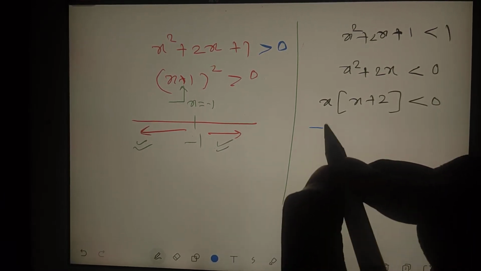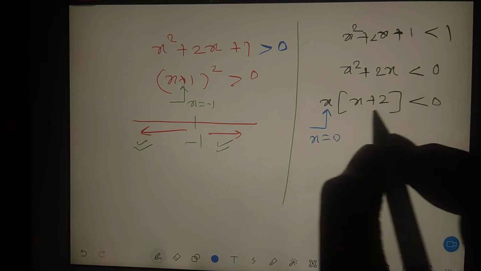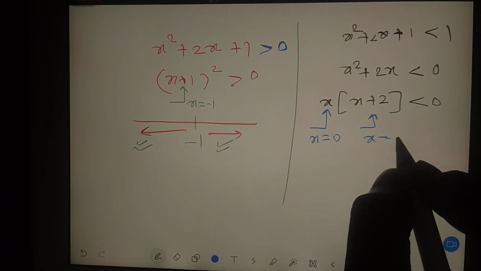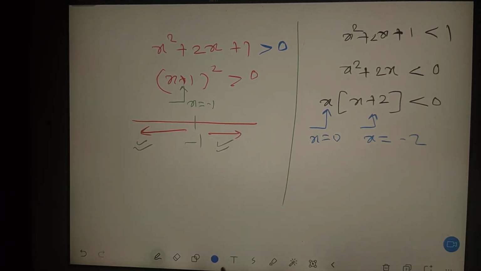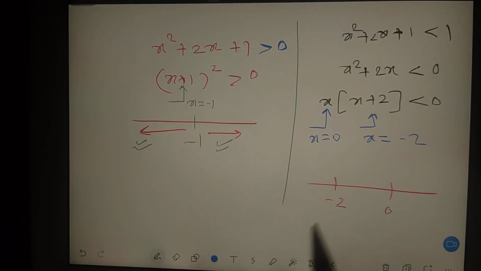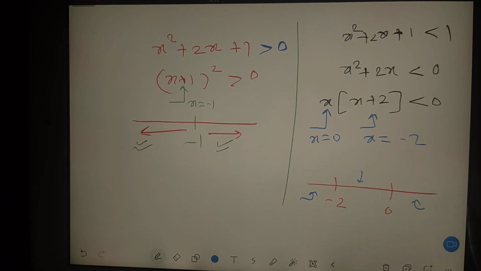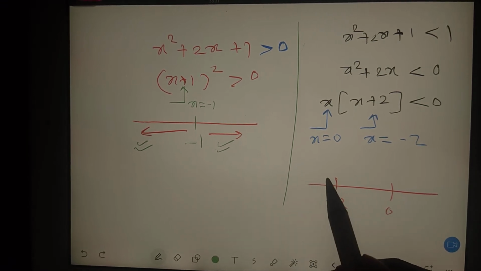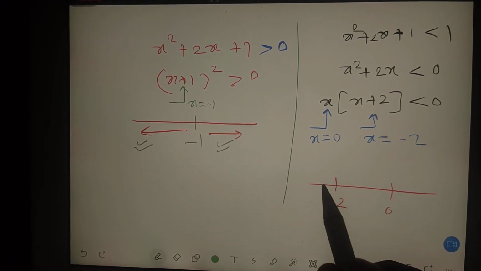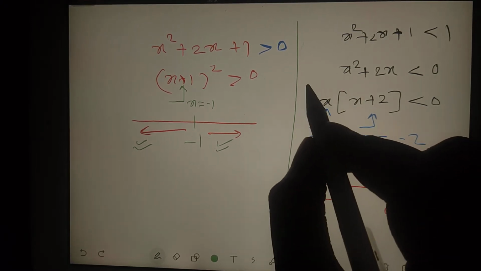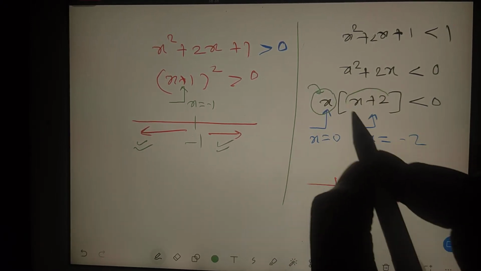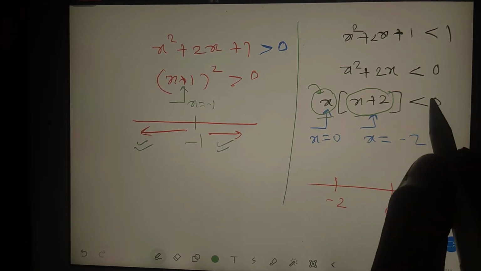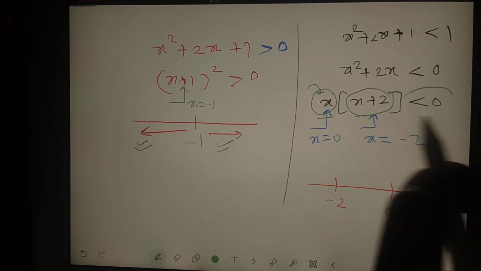So this is giving me critical point x is equal to 0, and this is giving me critical point x is equal to minus 2. Okay, so now minus 2 is here and 0 is here. For this interval, this interval and this interval, I will look for my answer. Very easy. Below minus 2 you check. You can choose any bigger number, suppose minus 1000. So minus 1000 means this part will be negative and this part will also be negative. Negative and negative, if you multiply, you get positive. So the positive answer is less than 0?